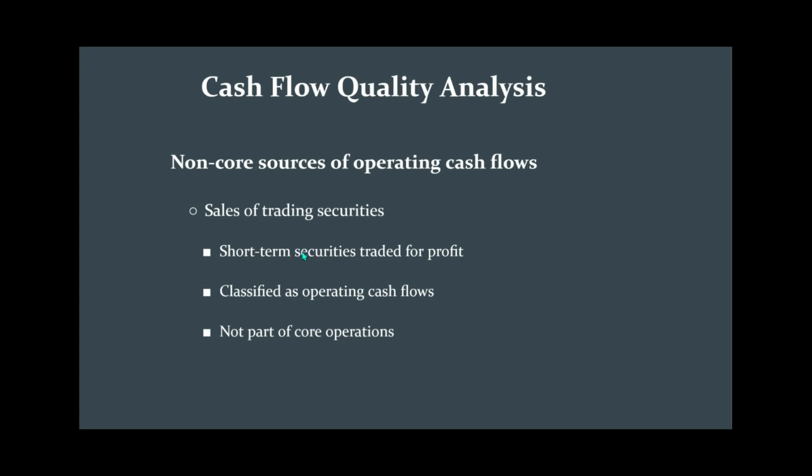Here are some non-core sources of operating cash flows. Sales of trading securities. These are short-term securities traded for profit. They're classified as operating cash flows in the statement of cash flows, but it's not a part of a company's core operations, unless you're a financial services company that's involved in selling securities. But typically for most companies, this is not a part of their core operations.